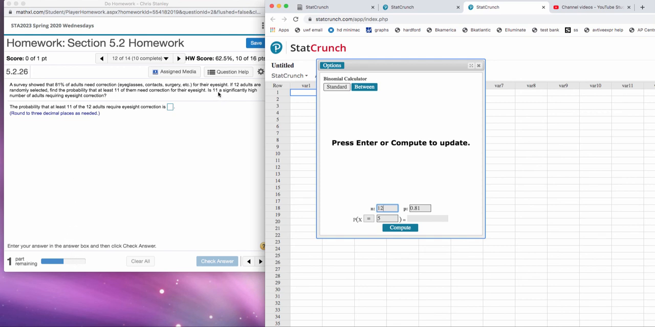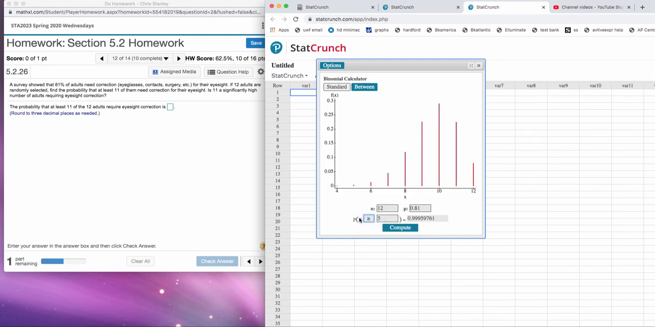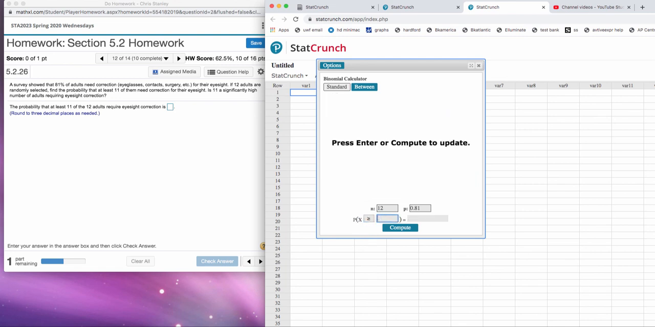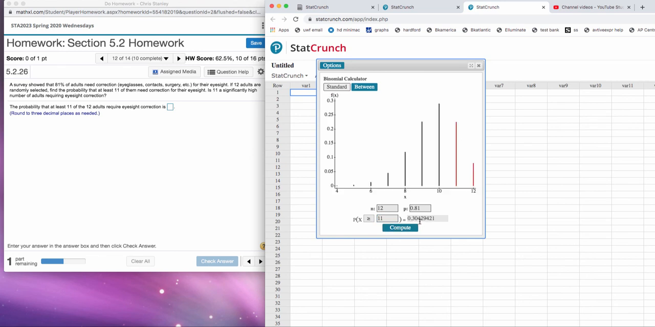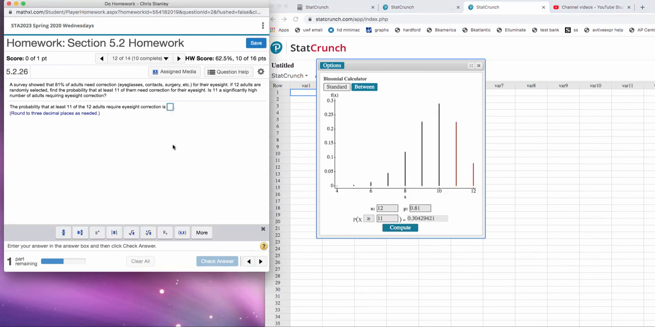And they say, find the probability that at least 11. At least is 11 or more. That means this is the unknown. 11 or more, so I need to change that to an 11. So that means this x over here is allowed to be 11 or 12. And we only asked 12. So that's 0.304.